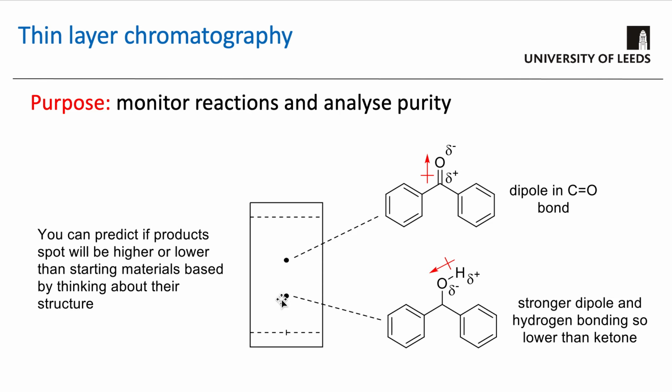So it sticks to the silica much more strongly. It doesn't run up the plate as high, whereas the less polar compound will run higher up the plate.